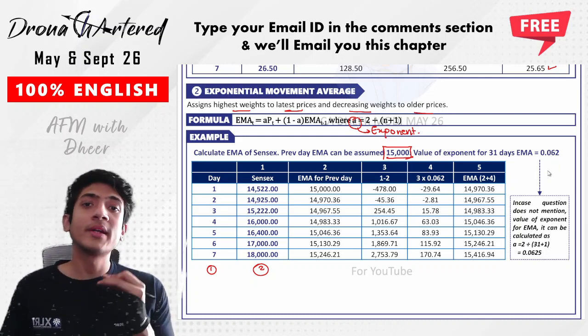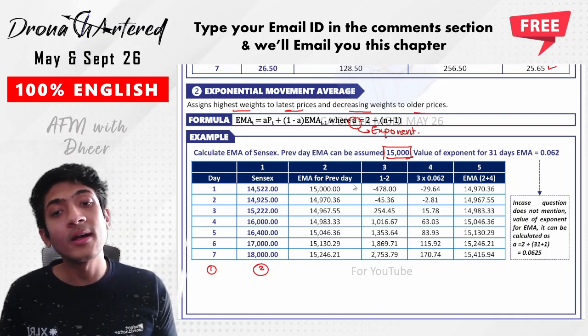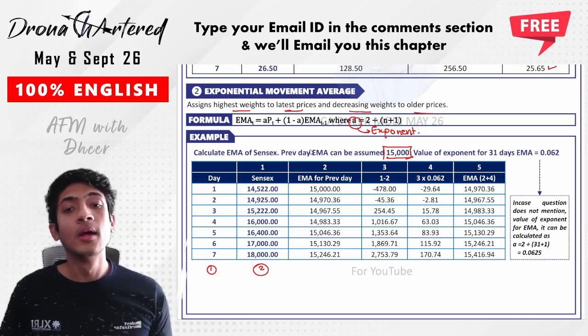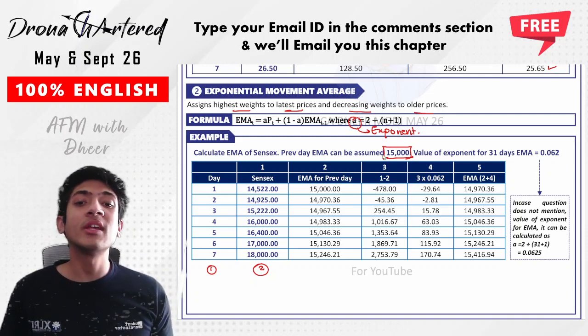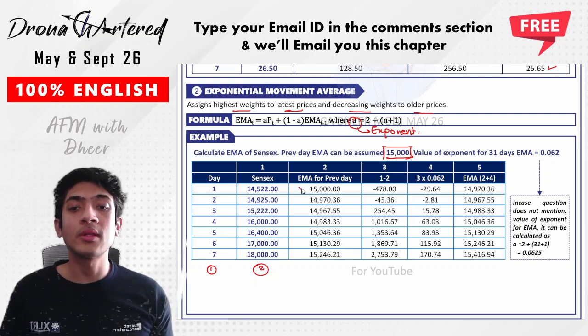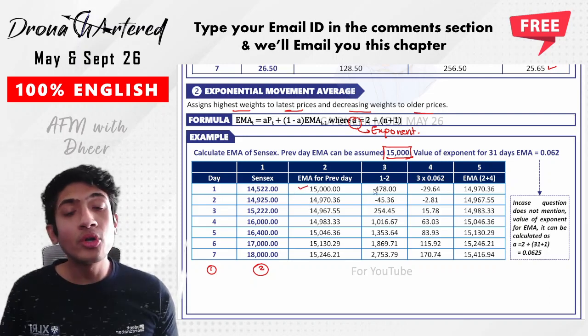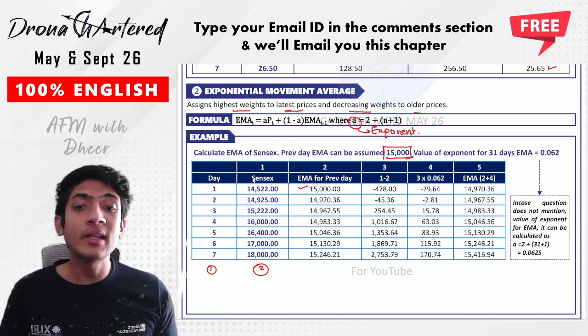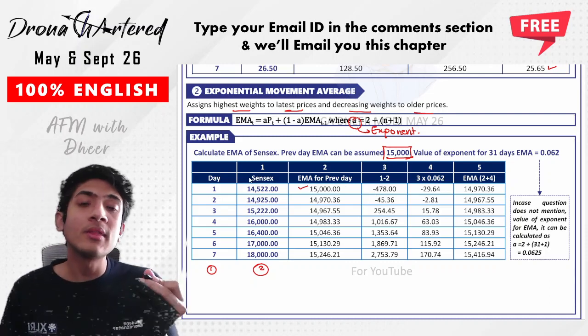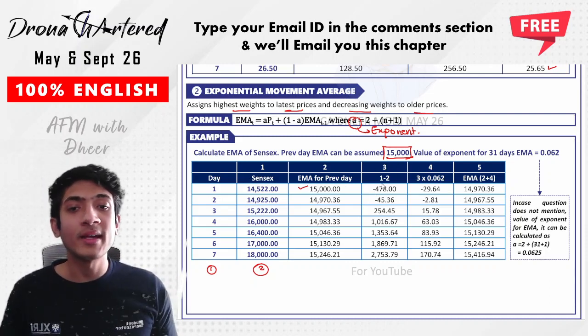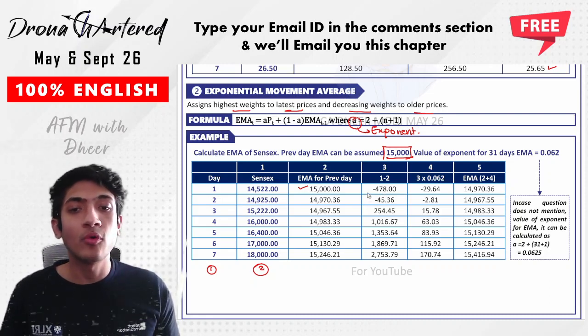So let's see how you calculate this. First we will make a column for EMA for previous day. The EMA for previous day on day 1 they've given us is 15,000. So this one is sorted. Now what do you do? You take 1 minus 2, that is basically the Sensex today minus the EMA for the previous day. In this case, it would be negative 478.